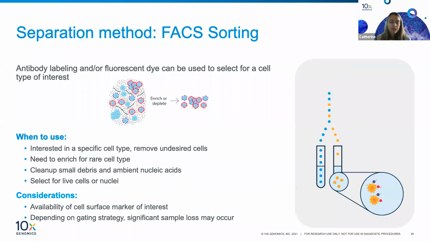Another really great versatile technique, which we have a lot of customers using, is flow sorting. This is where you could use antibody labeling or fluorescent dyes to select for cell types of interest. It may be that you've just got a sample with a lot of debris and you're not trying to select for a specific cell type, but you just want to clean it up, and lots of customers do that. So they select just for live cells or single nuclei.